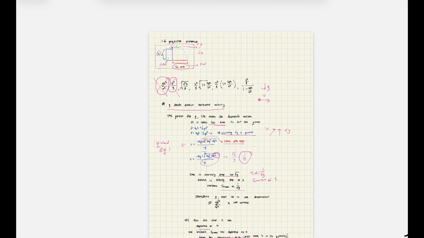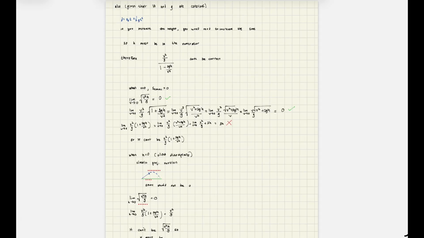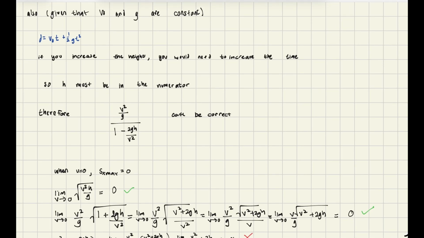Going back to our diagram and thinking about what usually happens with distance, we can see that if the velocity and the acceleration are constant and you increase the height, the distance you have to travel, you're going to increase the time, right? So we realize that the height must be directly proportional in some way. So we know that the quantity v squared over g over 1 minus 2gh over v squared can't be correct because the h is shown as inversely proportional.